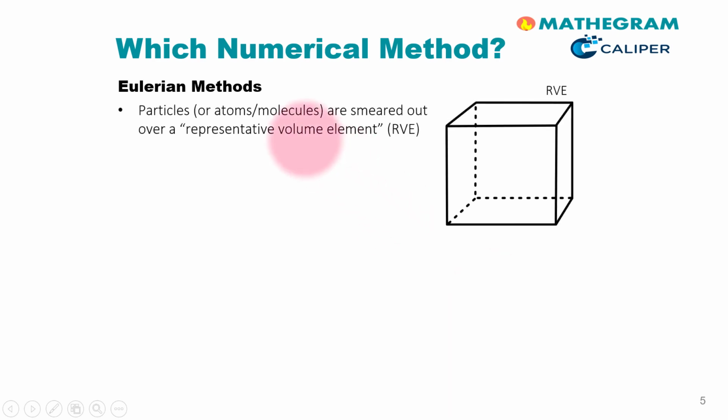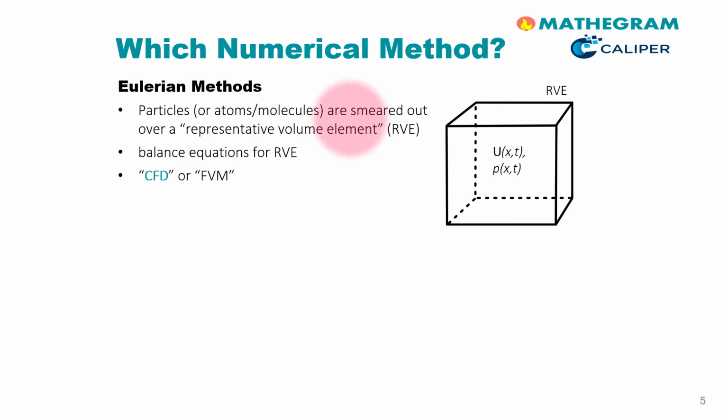On the top left, you see a brief summary of Eulerian methods. The key feature is that discrete entities like particles or atoms are smeared out over a representative volume element or RVE. Balance equations can then be formulated for these RVEs. The method is often used in the context of classical CFD simulations. We will also use this word later on. Predicted quantities are the velocity u and the pressure p in each of these RVEs.